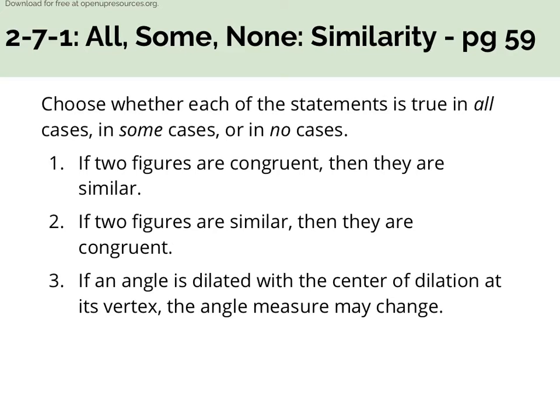So number 1, if two figures are congruent, then they are similar. Number 2, if two figures are similar, then they are congruent. Number 3, if an angle is dilated with the center of dilation at its vertex, the angle measures may change. Go ahead and answer with all cases, in some cases, or in no cases. So go ahead and pause at this time.